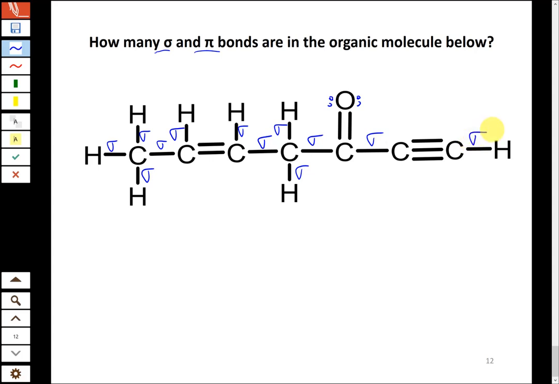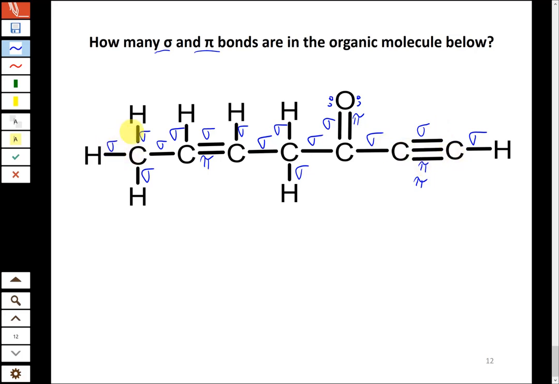And then for the ones that are double or triple bonds, it's going to be one sigma and the rest are pi. So this double bond here is one sigma and the other one's a pi. This double bond, same story, one sigma, the other one's a pi. And then finally we have a triple bond here, which is going to be one sigma bond and then two pi bonds when it's triple. All right, so that's a labeling of all the bonds. Now we just have to be able to count to answer the question.